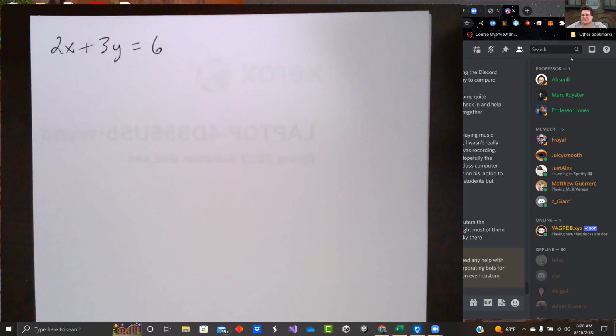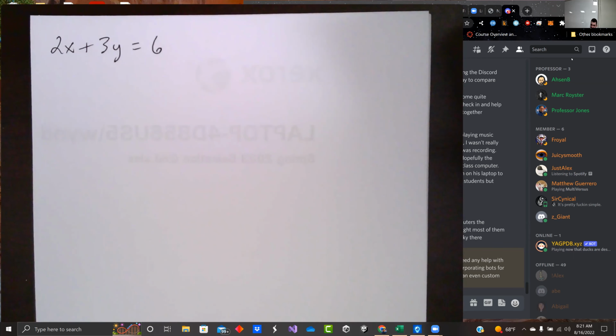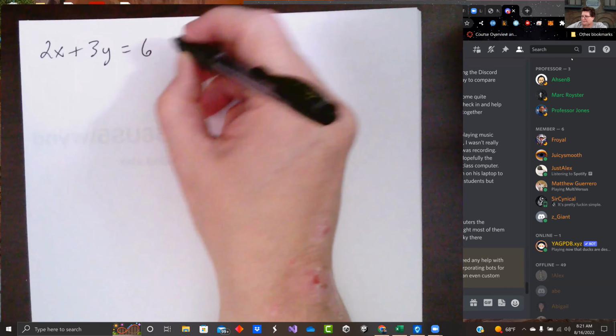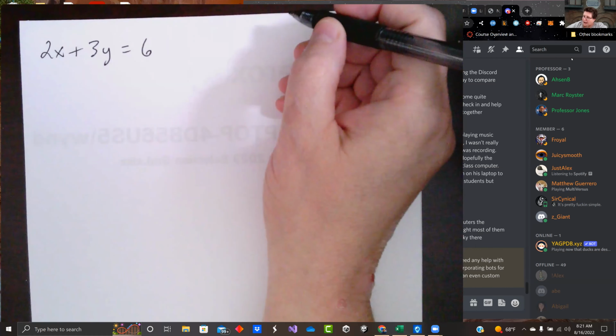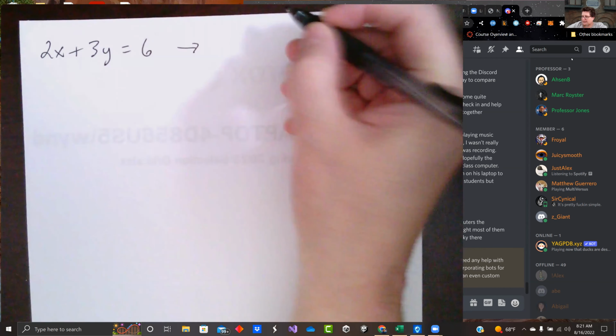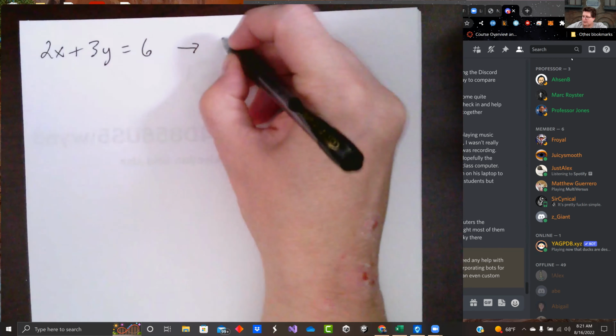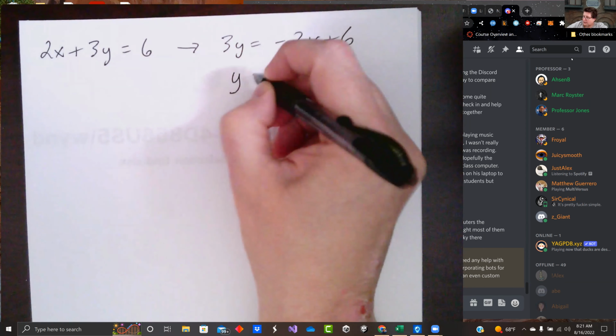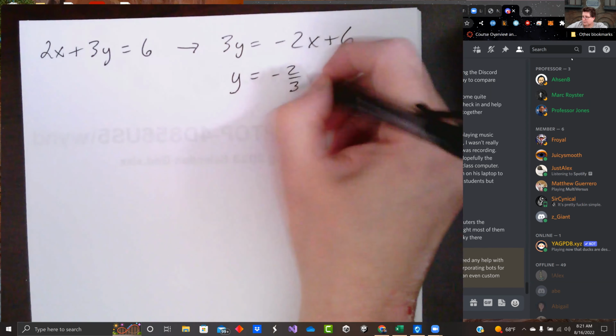This is trivial in 2 dimensions. In 3 dimensions, is it trivial? Well, maybe for me. So one thing I'm probably going to do, I just grabbed this from the book, so I have no idea what it's going to look like. I'm going to write it in slope intercept form. So we got 3y equals negative 2x plus 6. y equals negative 2/3 x plus 2.